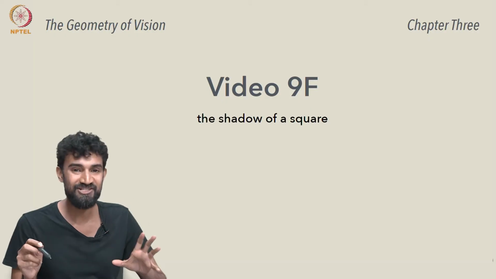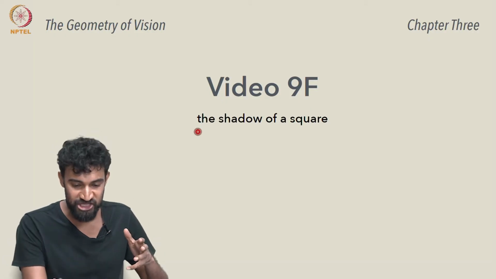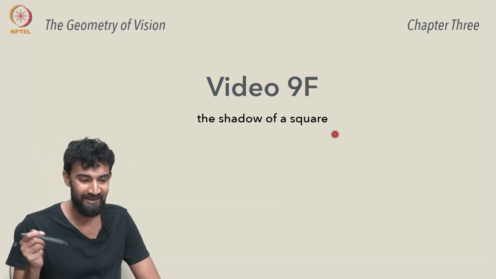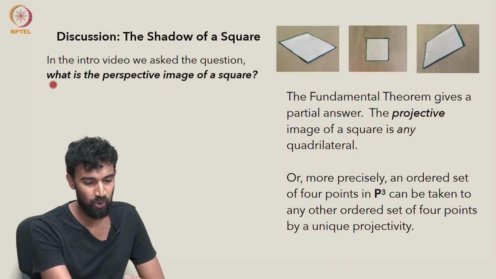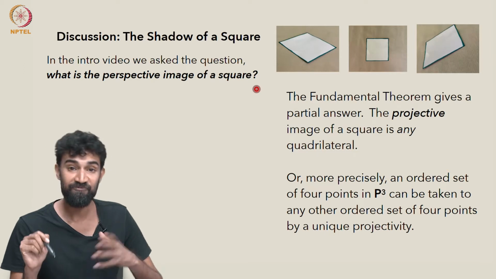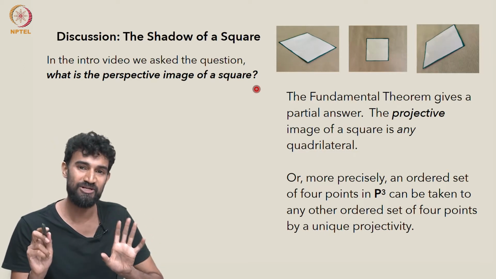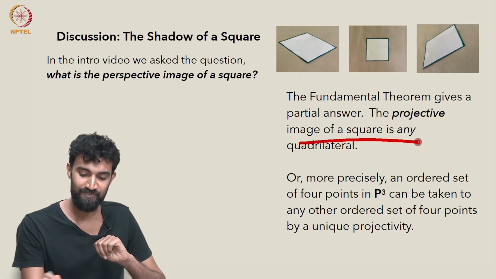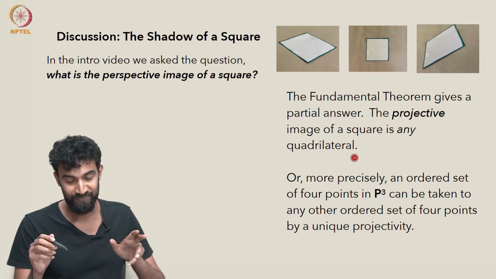So let's return to our discussion from the intro video about the shadow of a square, the possible shadows that a square can cast. And we asked the question, what is the perspective image of a square? Well, the fundamental theorem gives a partial answer to that question. It tells us that the projective image of a square is actually any quadrilateral.